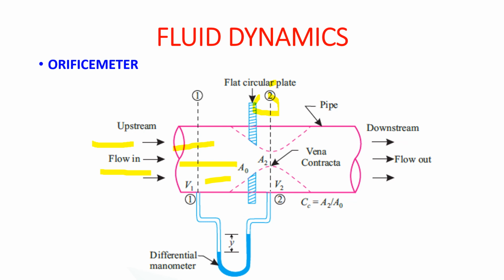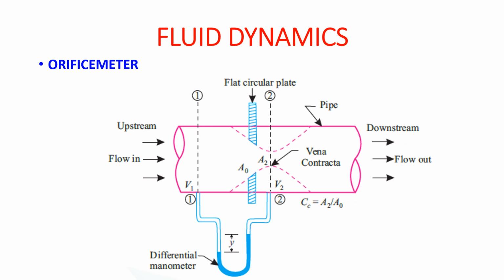So from this diagram we can observe that the point at which the water is entering is shown by section 1. Let the area be A1 at the inlet, the velocity be V1, and the pressure be P1. Similarly, A0 will be the area of the orifice, this area here, and A2 is the area at the vena contracta section. So we will explain the meaning of the vena contracta section.